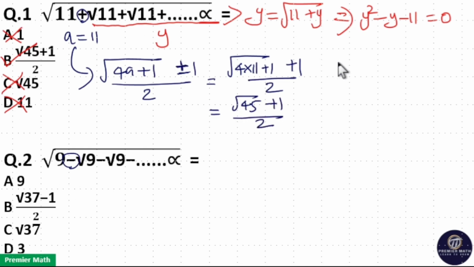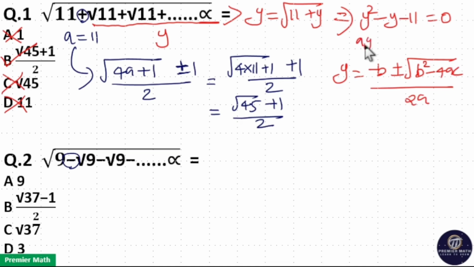Actually, this is derived from y is equal to minus b plus or minus root of b square minus 4ac divided by 2a, the solution for a quadratic equation. Here b and a are 1 from this equation. That is, this equation is in the form of ay square plus by plus c is equal to 0. When a and b are 1, this is your solution.